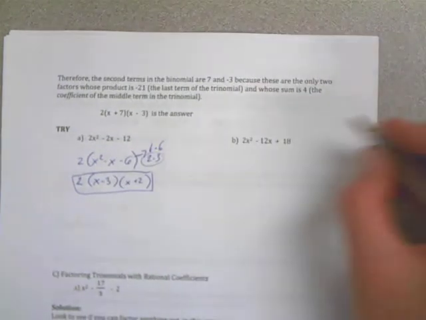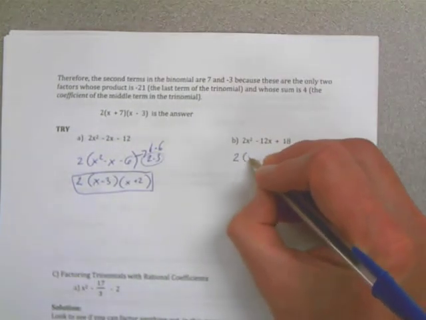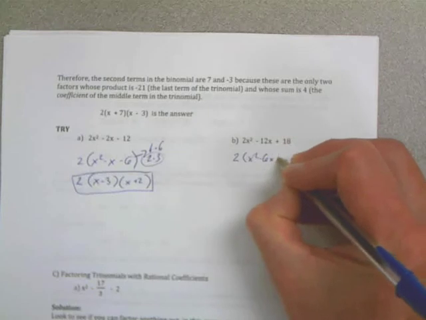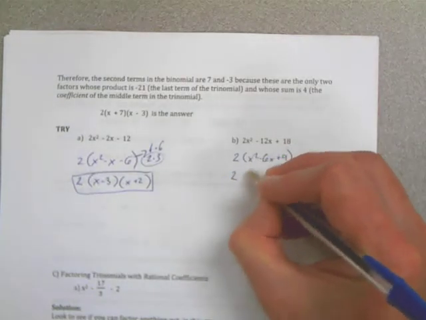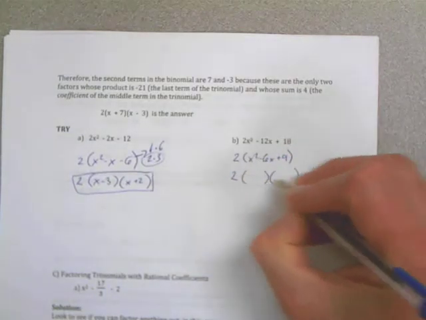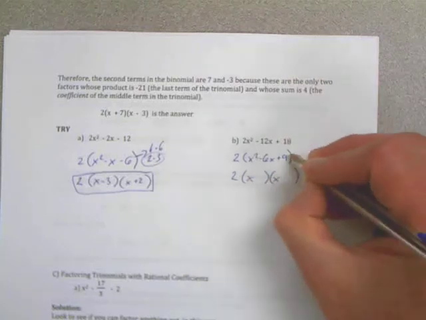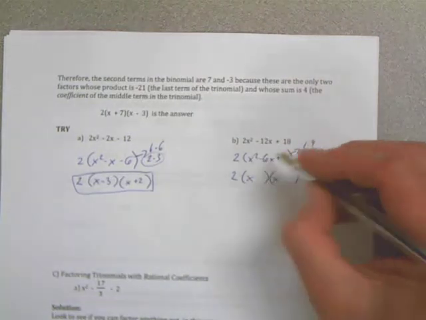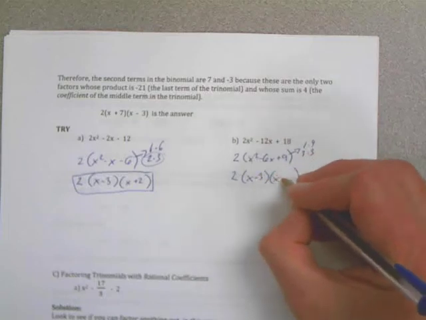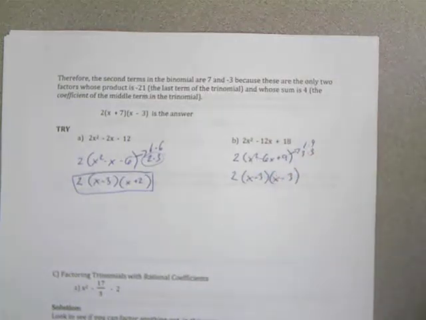On B, same thing. Take 2 out. I'm left with x squared minus 6x plus 9. X squared can be split up into 2 equal parts. So it goes x here, x there. 9, 1 times 9, and 3 times 3. Out of those, it'll give me negative 6. It'll be negative 3 minus 3, and that gives me negative 6.